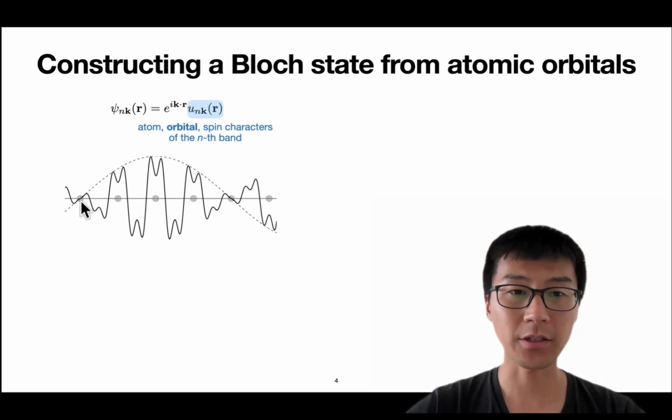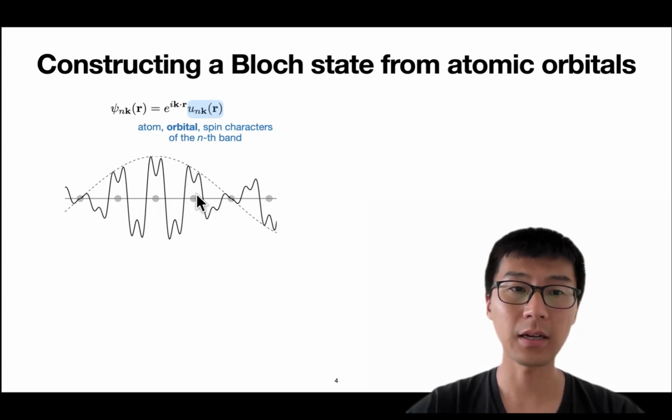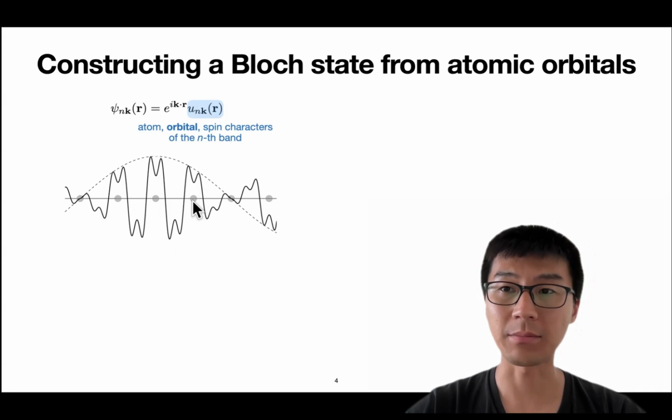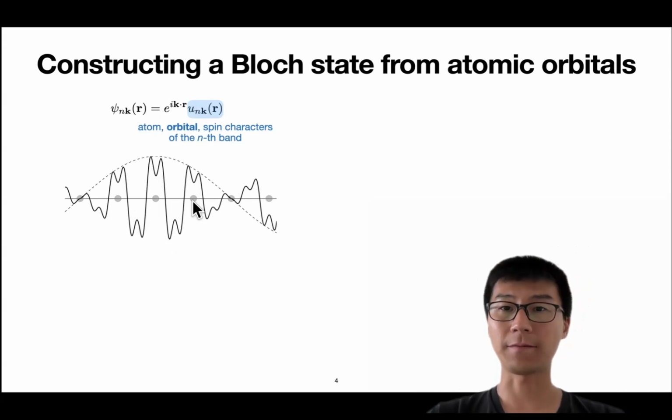So if you look at the Bloch function in detail, the first thing you see is a very slow plane wave modulation, but you also see quite rapid variation of the wave function. Especially near the atomic center, this Bloch function actually resembles that of atomic orbitals. So that's where atomic orbitals enter the Bloch function. Therefore, it's quite natural to think of constructing a Bloch state from atomic orbitals.